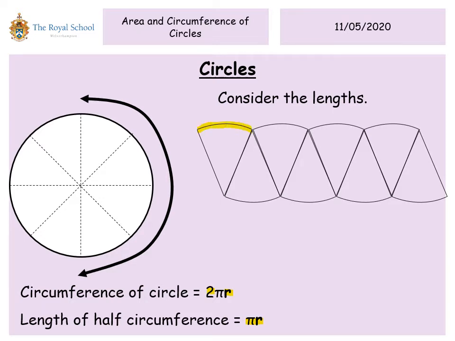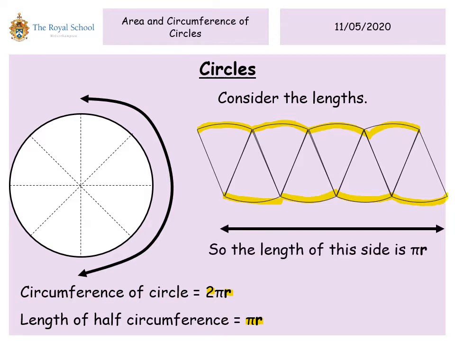So this line at the top here is using half of the circumference of the circle, and the line at the bottom here is using the other half of the circumference of the circle. So actually our base of our parallelogram is pi r. What about the height of the parallelogram?